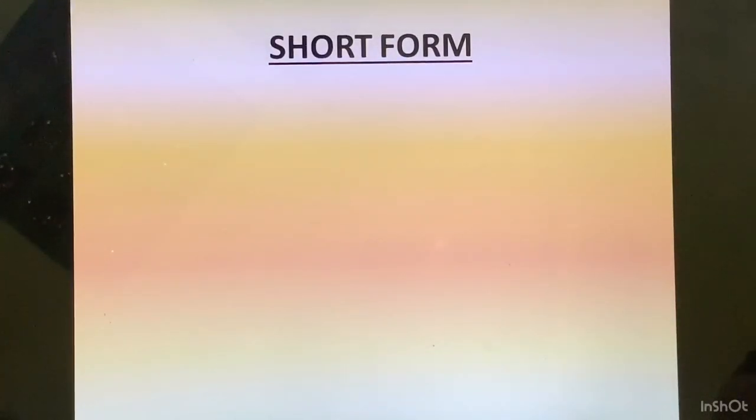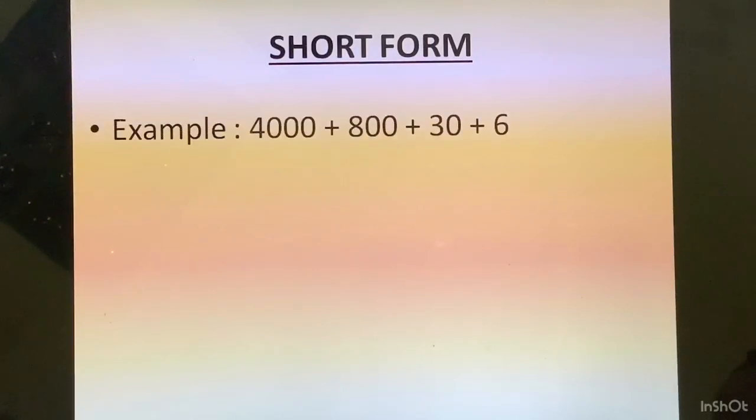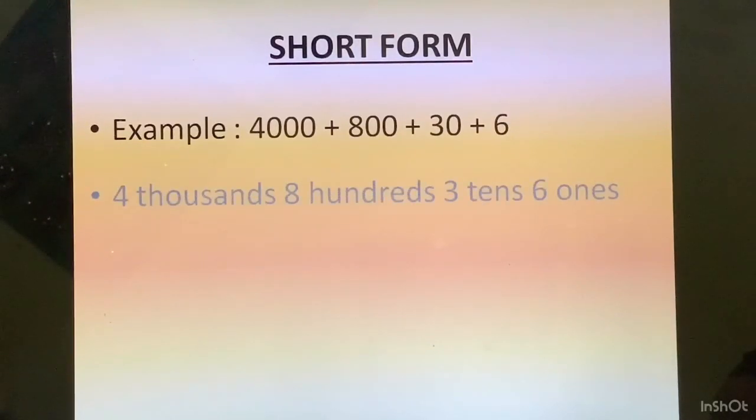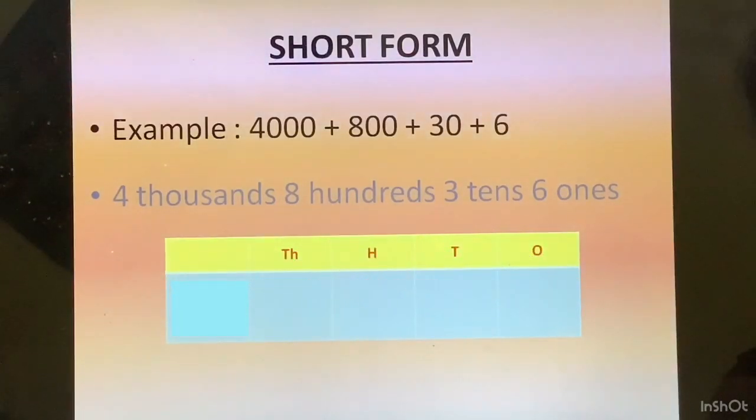Short form. Short form is just the reverse of the expanded form. The expanded form is given to us and we have to convert it back to short form. Now this is 4 thousands, 8 hundreds, 3 tens and 6 ones. From here I can again convert it back to a number. First I put it in the place value chart so that it becomes easy. In ones we have 6 ones. So we will write 6 in the ones column, 3 tens, 3 in the tens column, 8 hundreds, 8 in the hundreds column and 4 thousands, 4 in the thousands column.